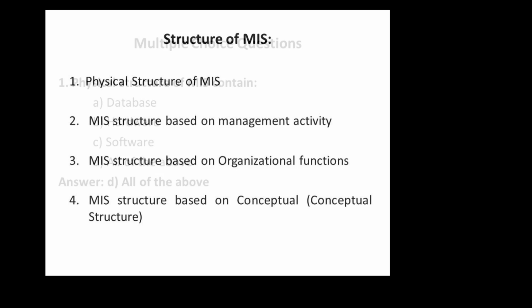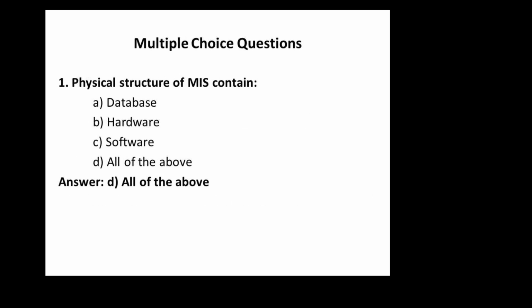Next we have some multiple choice questions. The first question is: physical structure of MIS contains database, hardware, software, all of the above. Of these 4 options, the first 3 options are all part of the physical structure of MIS. So the D option, all of the above, is the answer.